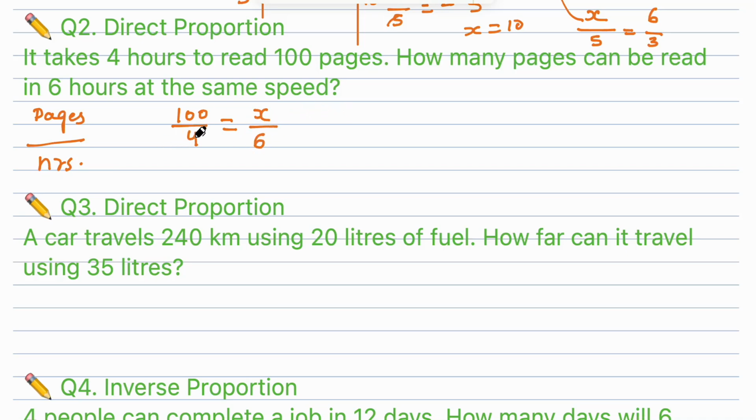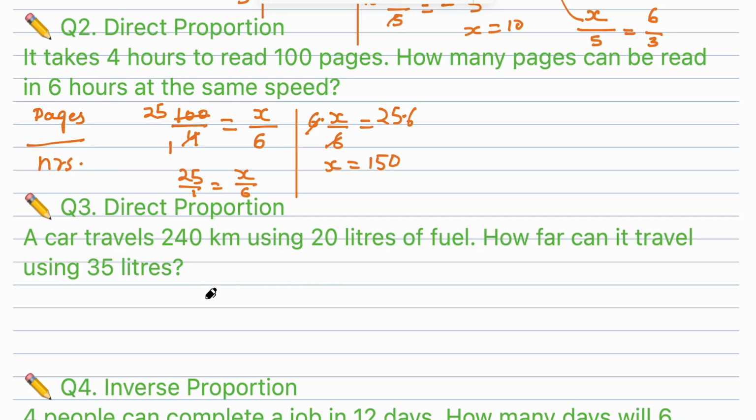First, to solve it, let's divide by 4 on both sides. 4 ones are 4, 25 4s are 100. So 25 over 1 is equal to x by 6. Now if we multiply by 6 on both sides, 6 times x by 6 is equal to 25 times 6, cancelled. So x is equal to 150. That means if we read the book for 6 hours, we can read 150 pages, and this is directly proportional.